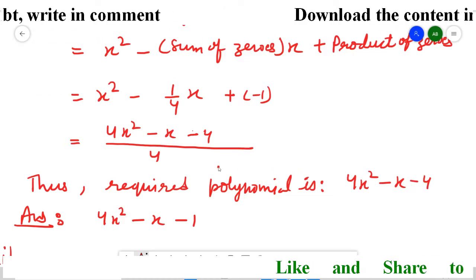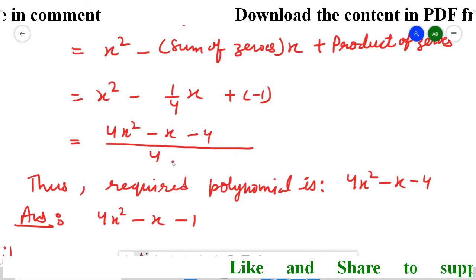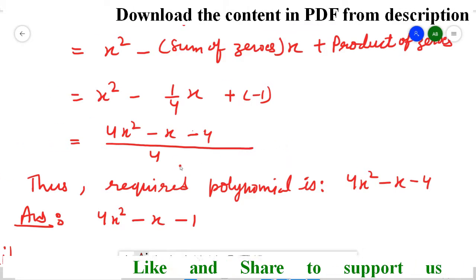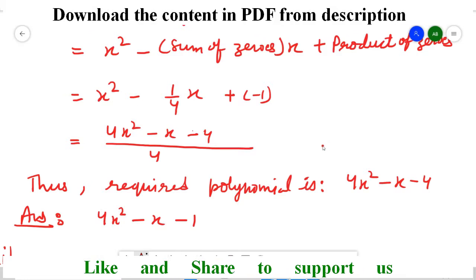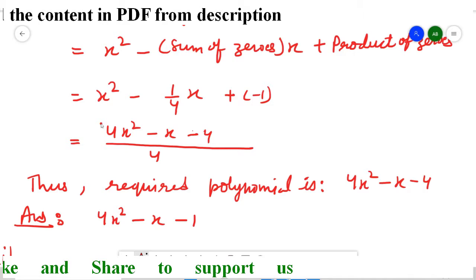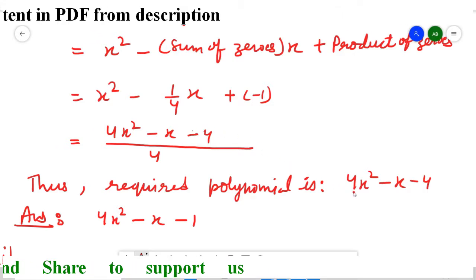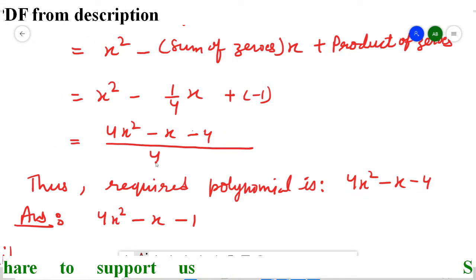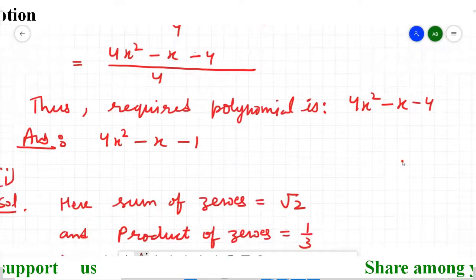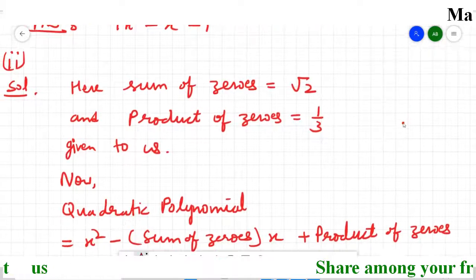Now why is it so? Because students, if we convert it into an equation, then we put equal to 0, and this 4 will multiply by 0 and it will be removed. That's why only the numerator matters. So only the numerator is our polynomial. So just neglect this 4. So that's our answer. In the same way, we'll start the second part.